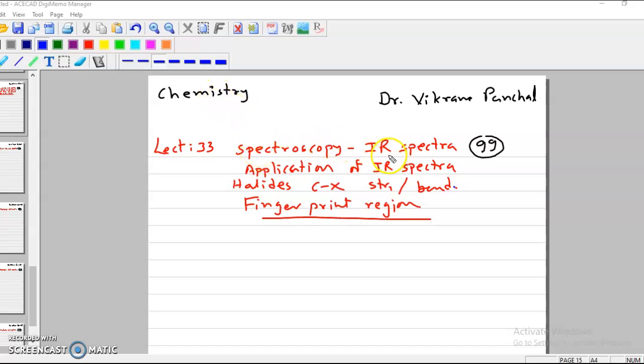This is the lecture of IR spectra, lecture number 33, in which I will explain some stretching and bending frequencies of halides as well as the fingerprint region. So first of all, let us take halides, in which there is a single bond between carbon and halogen, where X is chlorine, bromine, probably iodine.